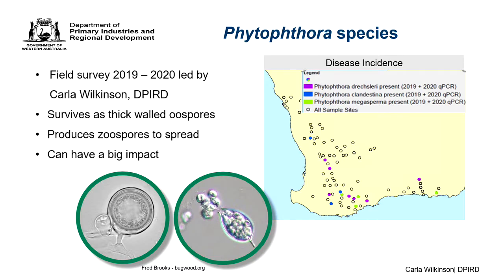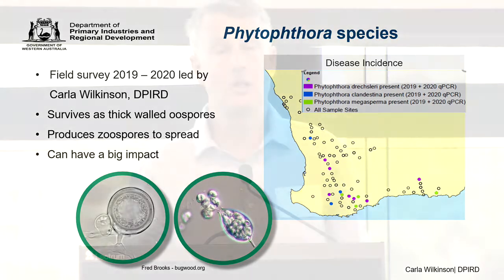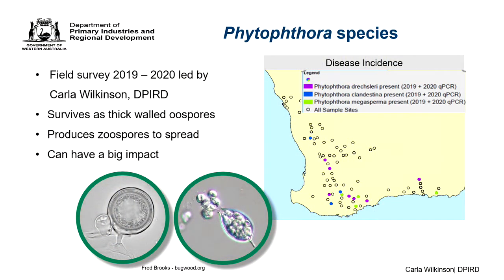Drechsleri is one of them. This particular pathogen is not a fungus, but it is related to the fungus. It can survive in thick-walled spores, which are oospores, for quite long periods, but it does produce, on the right-hand side, you can see a sporangia with those zoospores, and they actually have flagella which can propel them around, and they swim towards roots and find their target. So quite a nifty little pathogen, and they can actually have quite a big impact, although we're still trying to establish what they're doing and trying to isolate them.